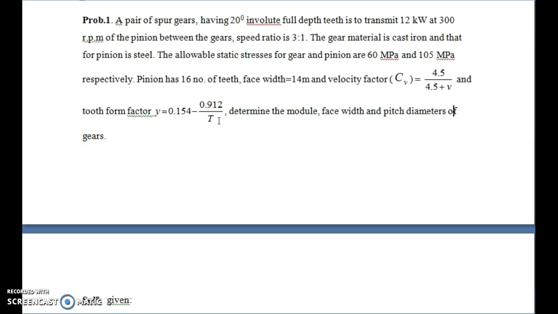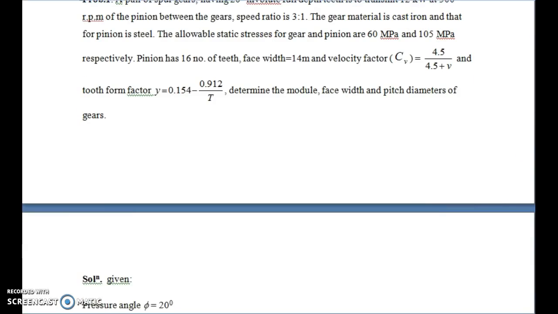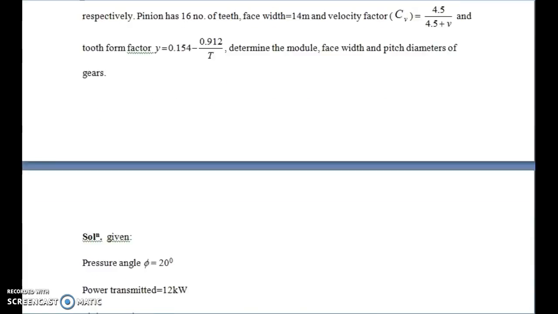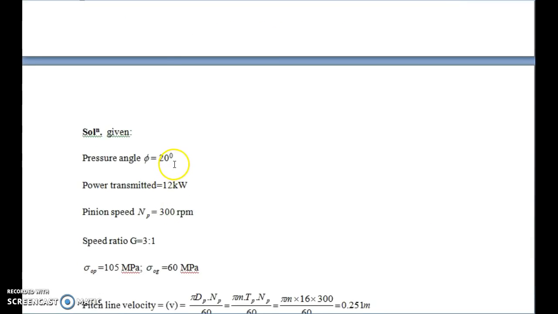Okay, first of all, before solving this problem, we have to write down the given data. What is given in this question? The pressure angle of both the gears is 20 degrees. The power transmitted by the gear is 12 kilowatt, with pinion speed equal to 300. So we write it here: pressure angle phi equal to 20 degrees. Power transmitted by each of the gears is 12 kilowatt. Pinion speed 300 rpm, and speed ratio G equal to 3:1.